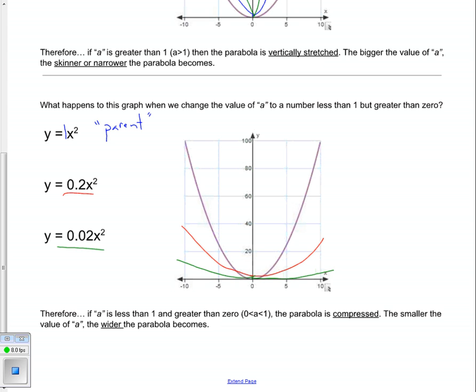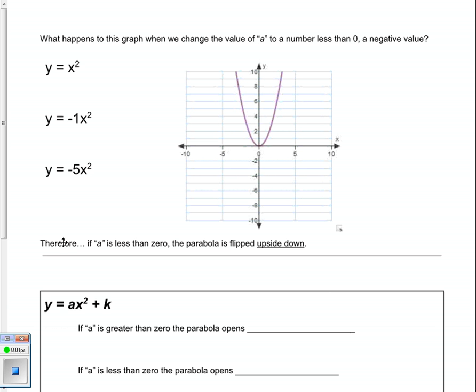Now, we've only been looking at where the a value is a positive number. So what we want to try and do is take a look at what happens if the a value becomes a negative number. So now we'll see what happens when we change the value of a from a positive number to a negative number. And again, we're going to follow most of the same rules.